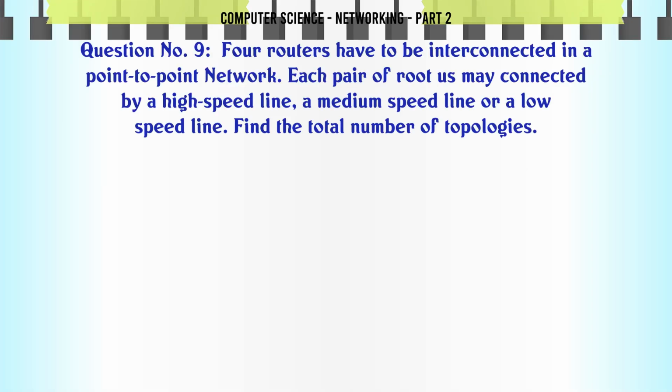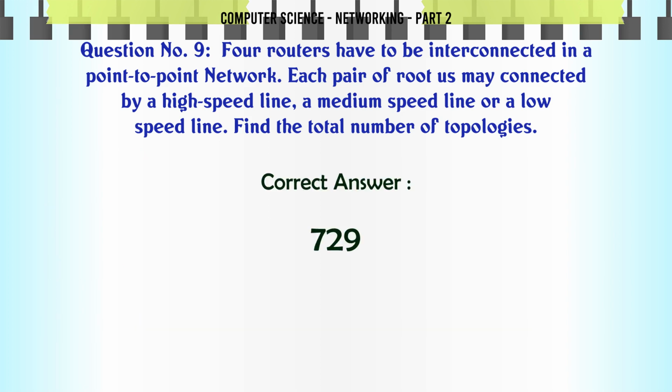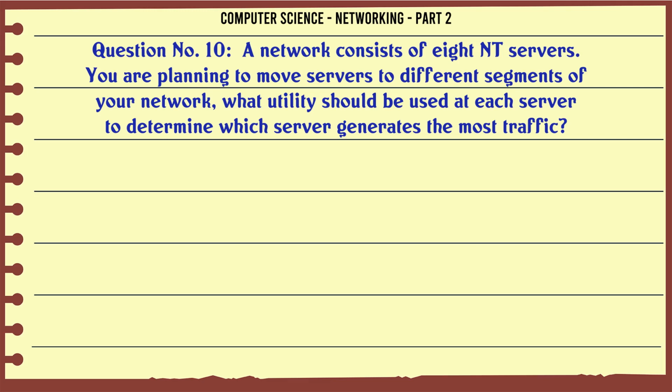Four routers have to be interconnected in a point-to-point network. Each pair of routers may be connected by a high-speed line, a medium-speed line or a low-speed line. Find the total number of topologies. A. 12. B. 81. C. 48. D. 729. The correct answer is 729.